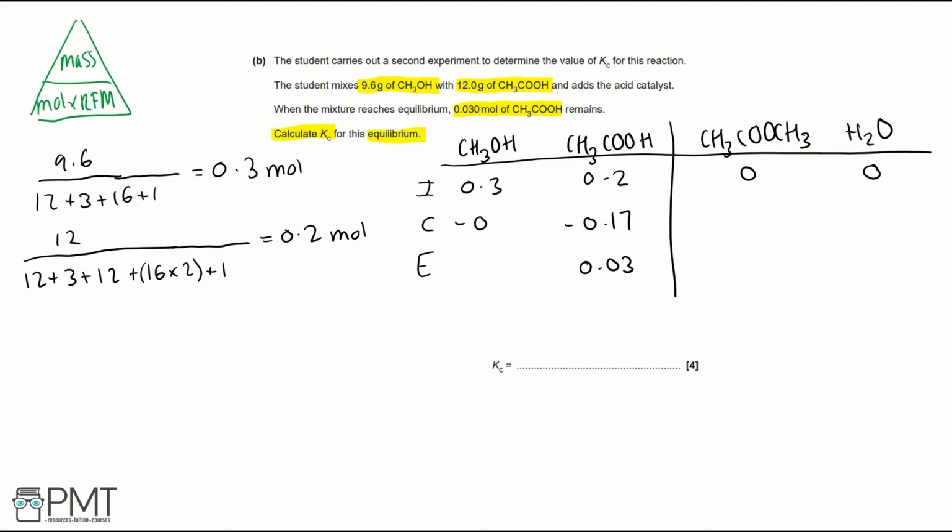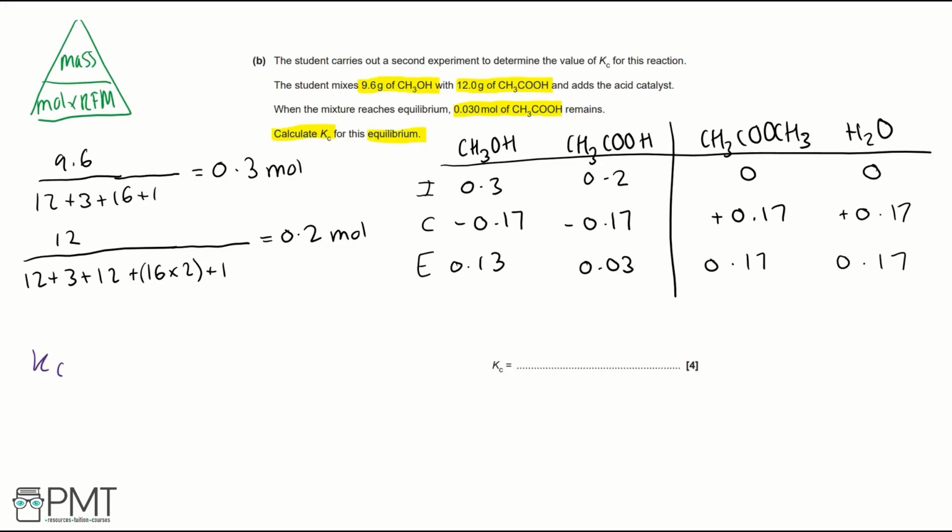So that's going to be the same because it's the same molar ratio, but where we have our products, we're going to add 0.17 rather than subtracting. So we have 0.17 of our ester, 0.17 of our water, and we have 0.13 moles of our methanol left. Then we write an expression for Kc.